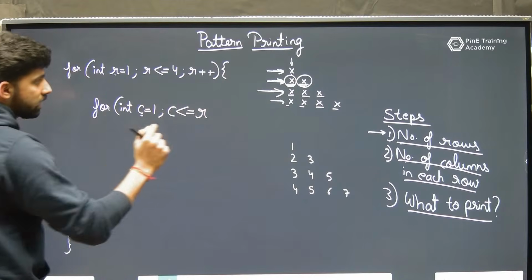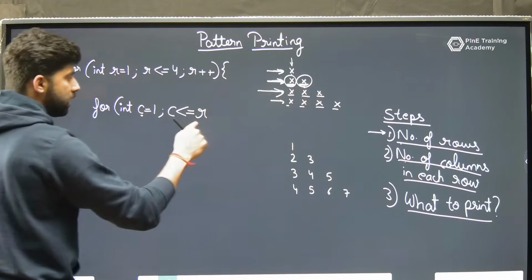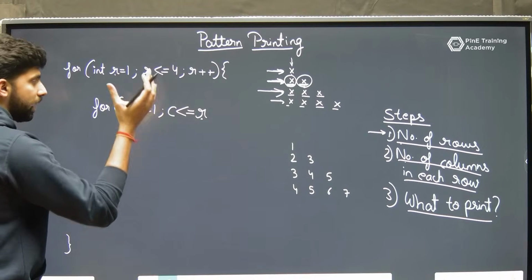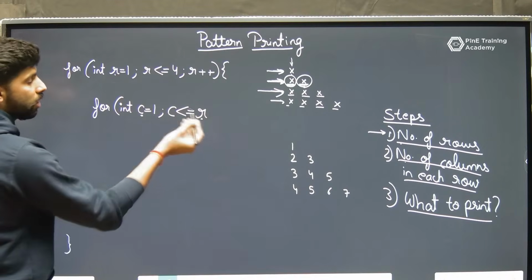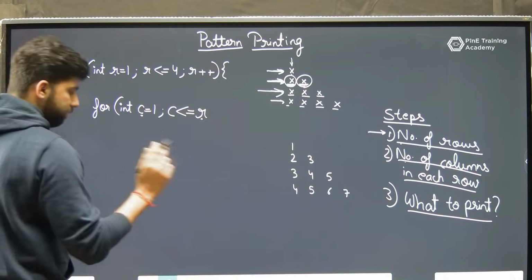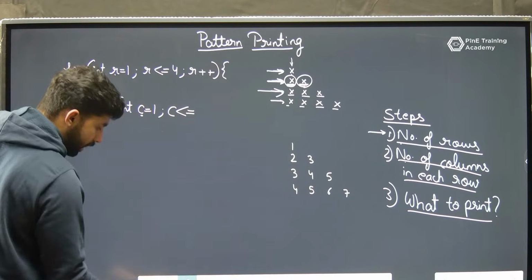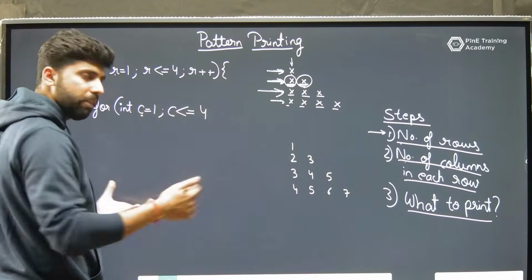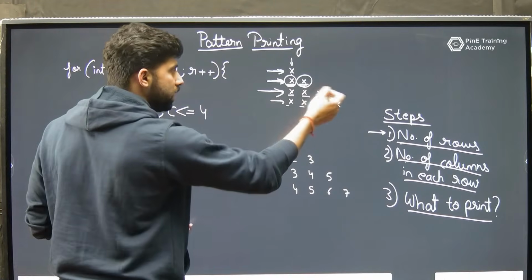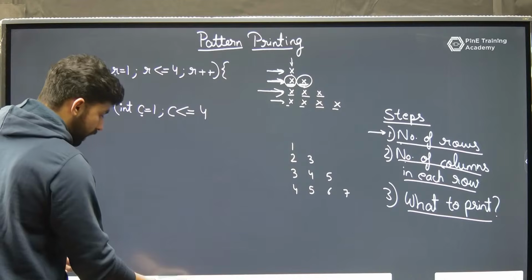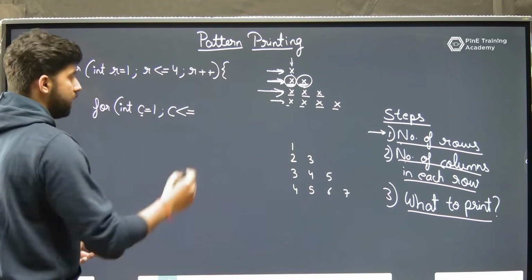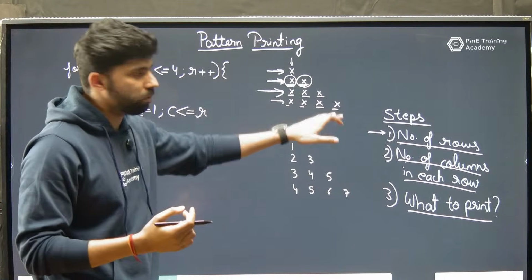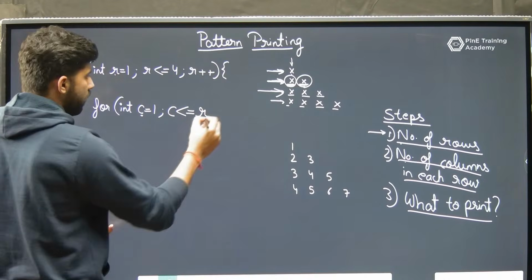And as I said, since my column number is dependent on row, I should include my row somehow in the conditions so that it is clearly visible that my column is dependent on R. Okay, if I write 4 instead of R, what will happen? My loop will run 4 times every time, but I don't want 4 columns in each row. Okay, so that is dependent on R. If R is 4, the maximum columns will be 4.